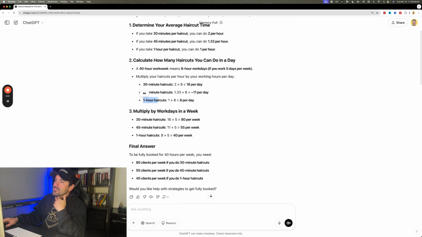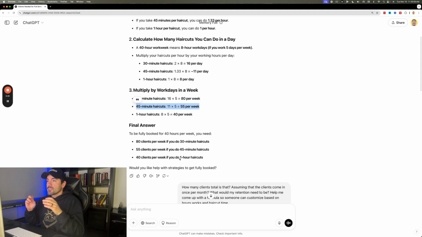So then what we're gonna do is break it down based on how fast you can cut hair. So if you can do 30-minute haircuts, you can see 16 people per day. You work 5 days a week. You can see 80 clients per week. And then you see it breaks it down here for 45 minutes and for an hour.